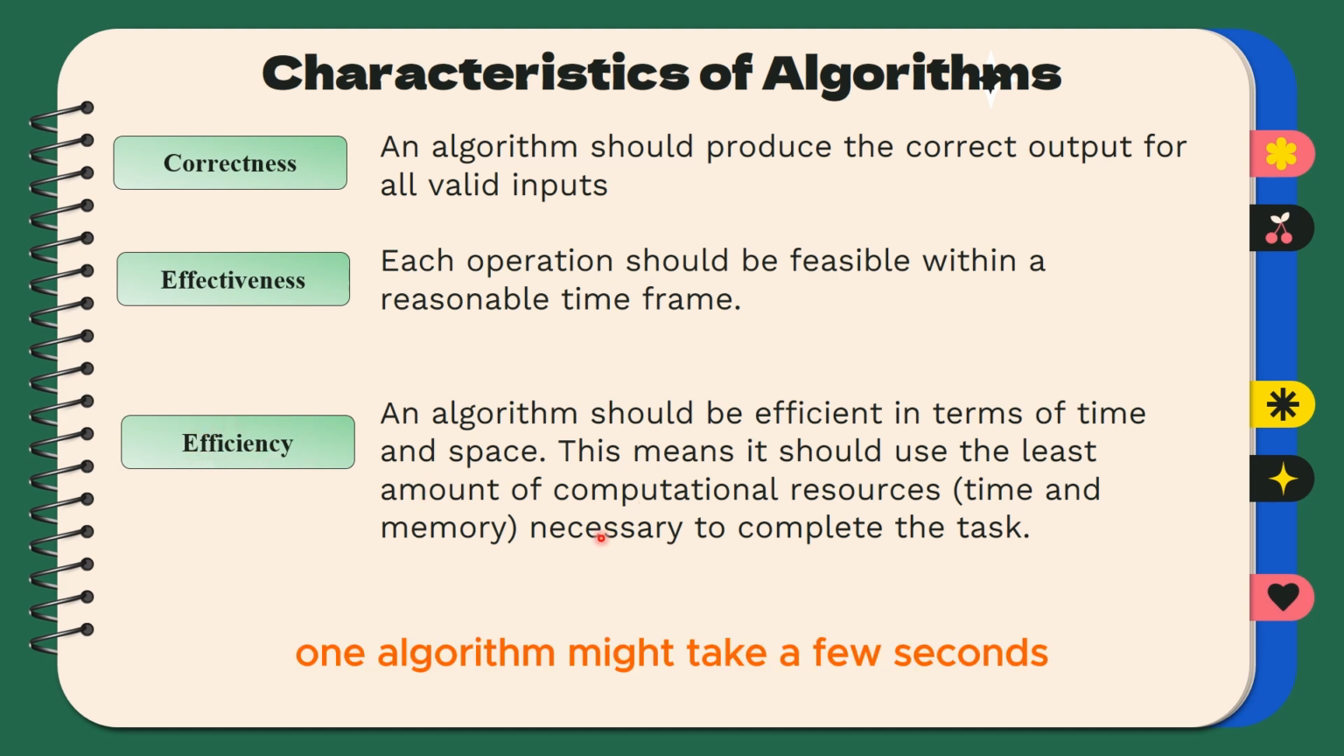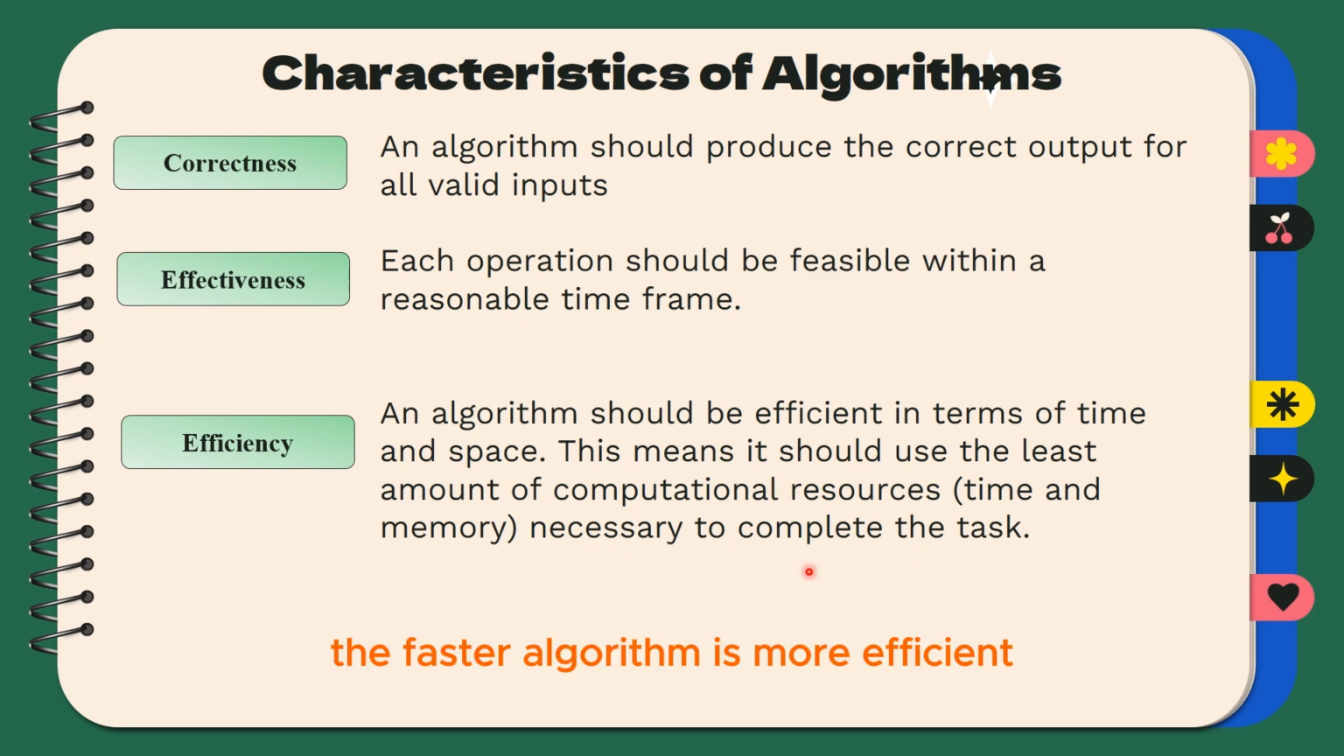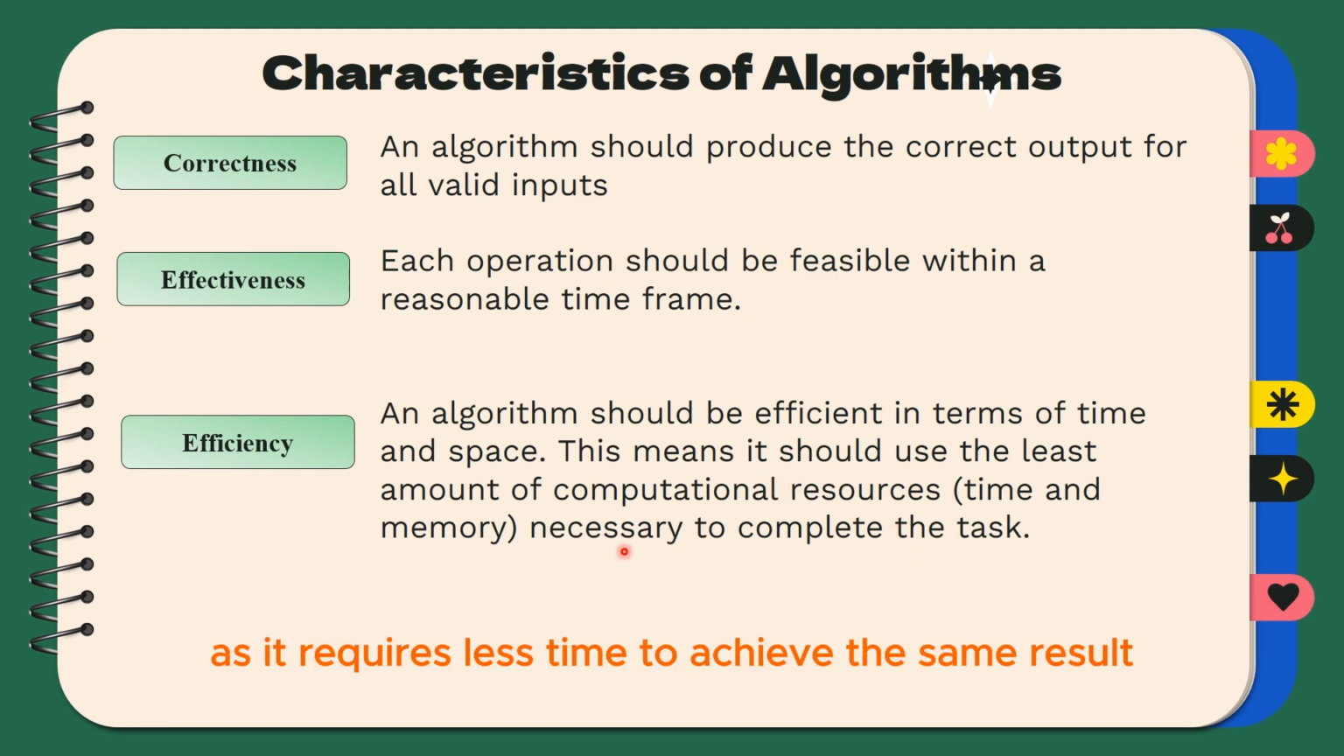One algorithm might take a few seconds to sort a large list, while another might complete the task in just milliseconds. The faster algorithm is more efficient as it requires less time to achieve the same result. Efficiency is critical in algorithm design, especially as the size of input data increases.